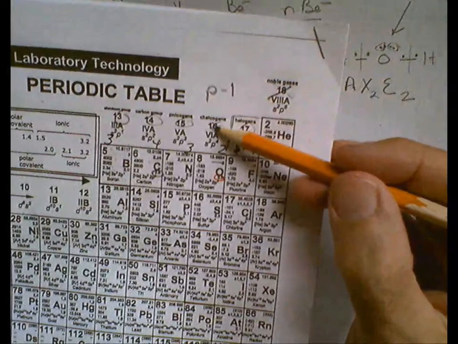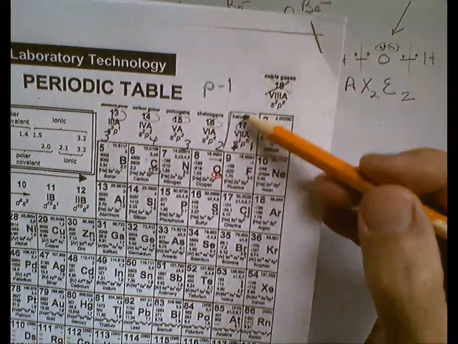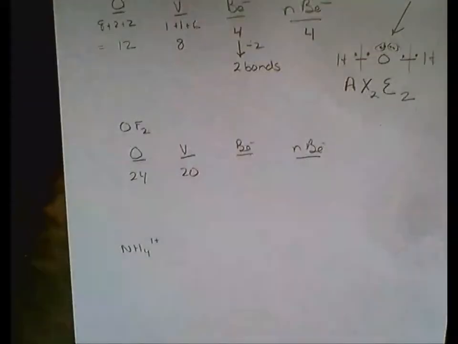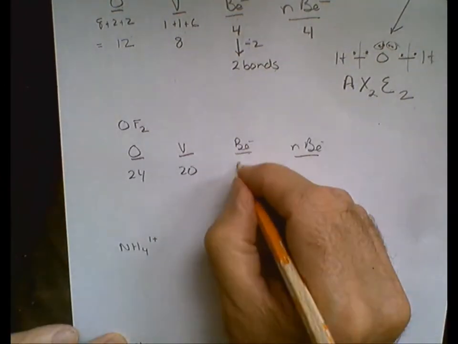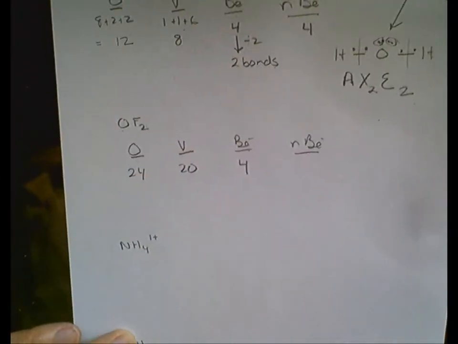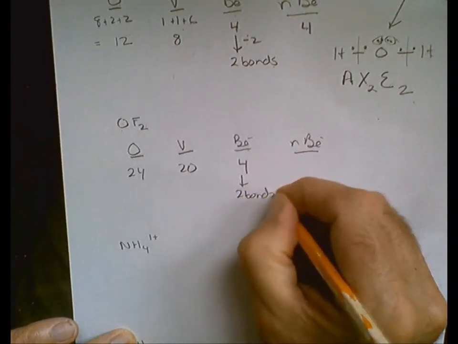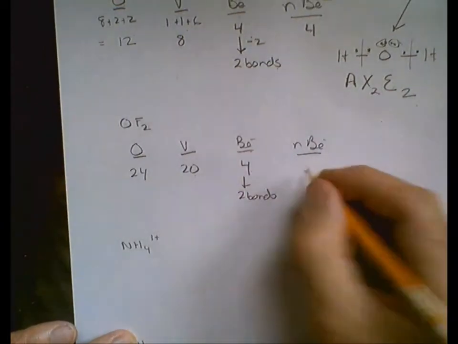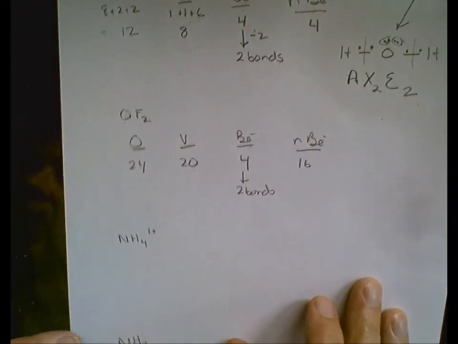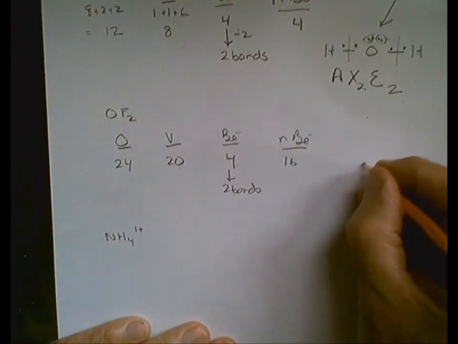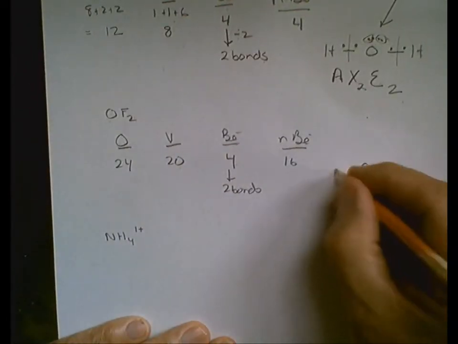Let's take a look at that. Oxygen is in the 6th column, fluorine is in the 7th. Subtract those two. 24 minus 20 is 4. You've got 4 bonding electrons. That's 2 bonds. And 20 minus 4 is 16 non-bonding electrons. Put the one you have the least of in the middle.